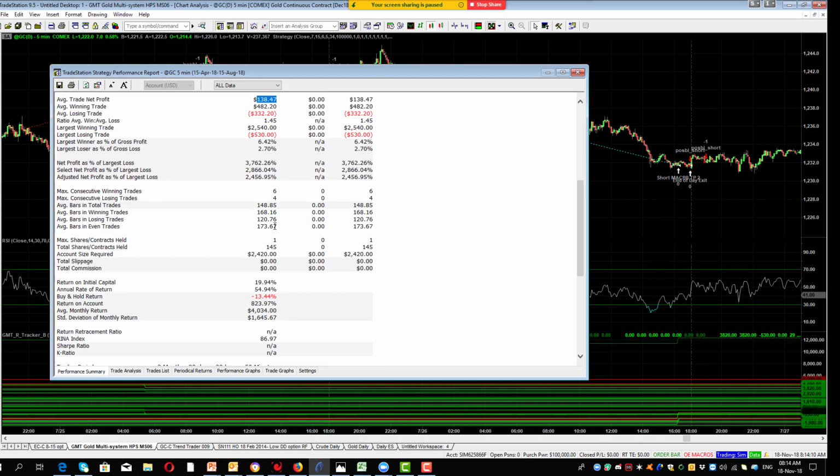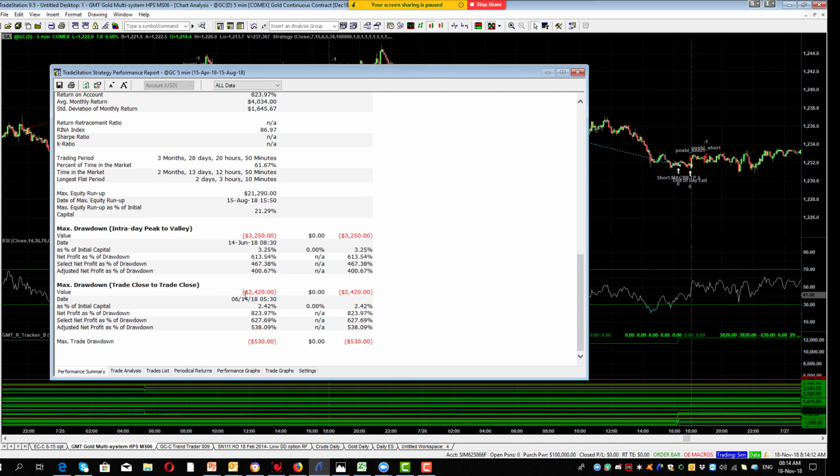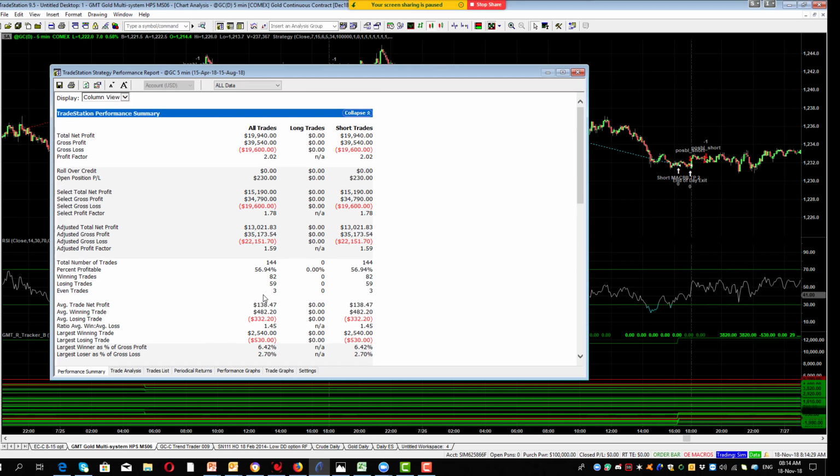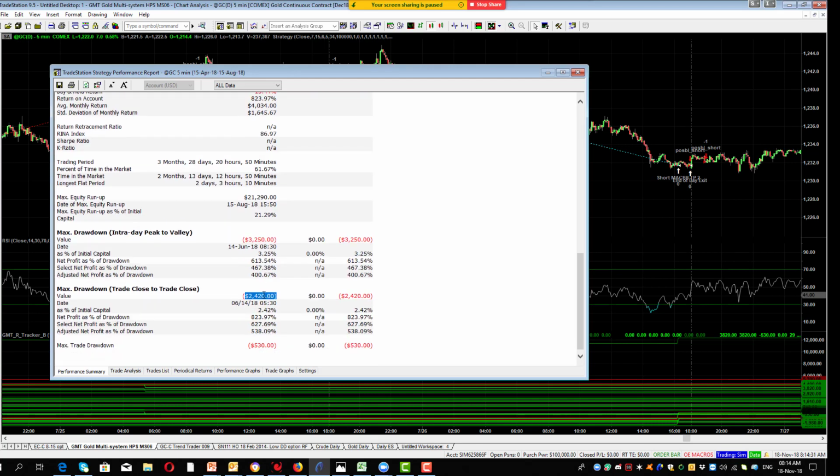The other thing is too, your drawdown. Ideally for me, I want to see it at 1/10 of the overall profit. So a ratio of 1 to 10. So if I've got $2,000 there, I probably want about 20k of profit. That would be great. So we're getting close to that.